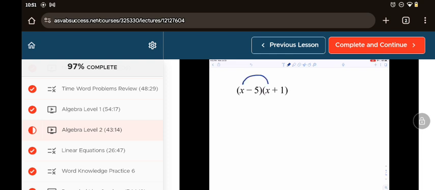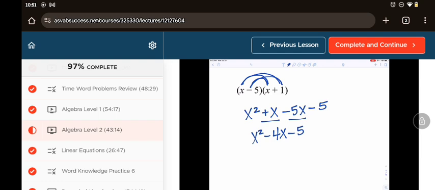Okay, here we go. So first, x times x is x squared. Outer, x times positive 1 is positive x. Inner, -5 times x is -5x. And last, -5 times positive 1 is -5. So now we combine these like terms. 1 minus 5 gives me -4. So that's x squared minus 4x minus 5.